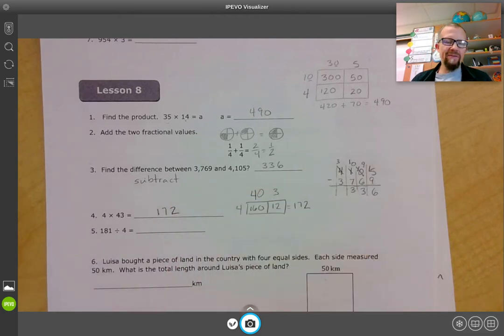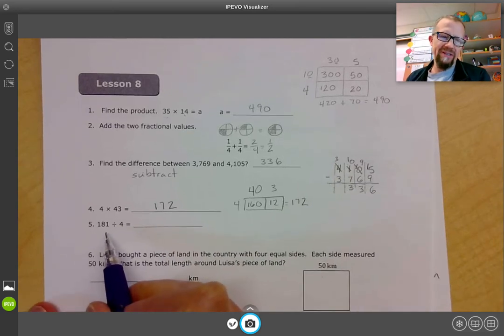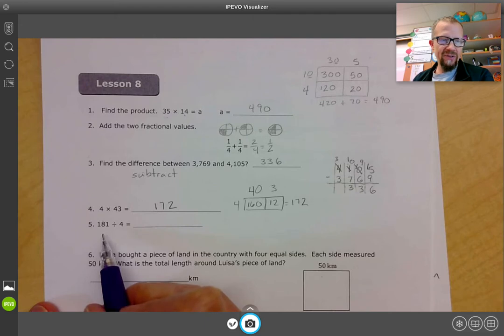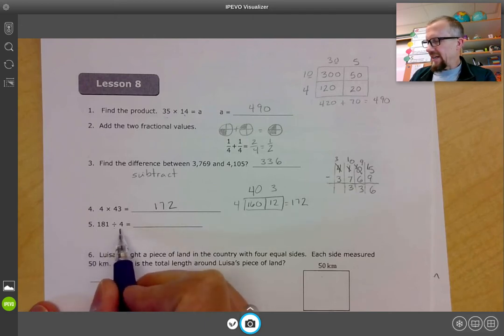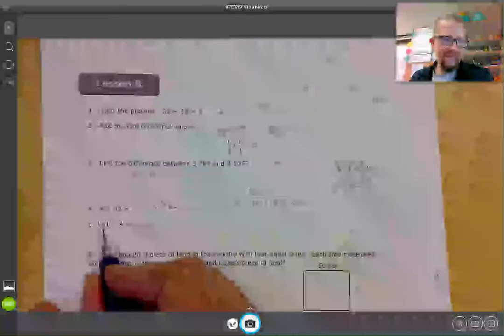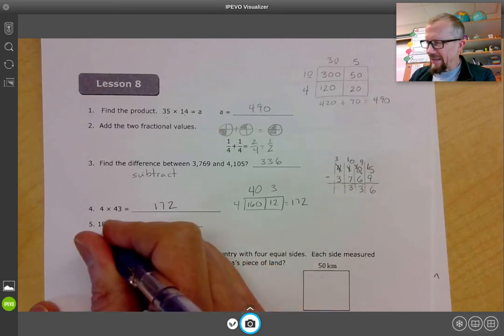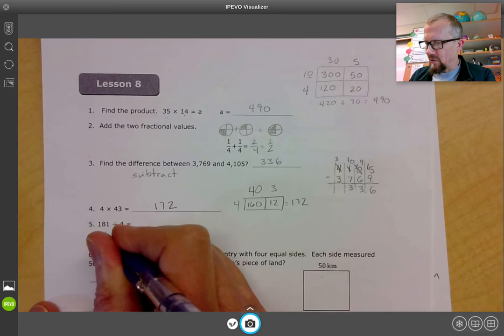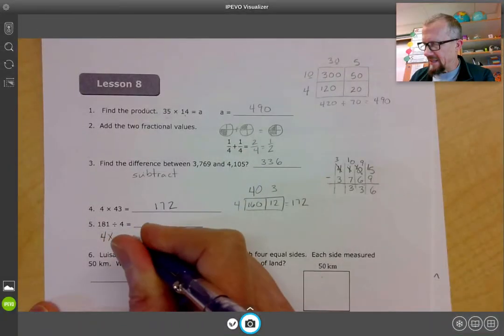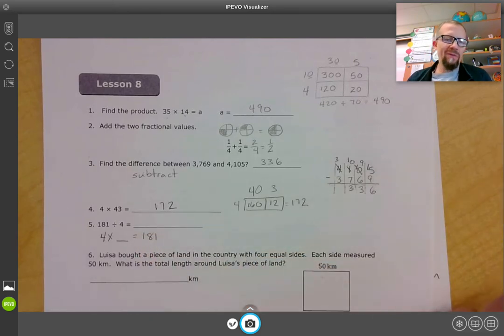Okay, 181 divided by 4. I bet this is one that kind of stumped some of you. So division, we'll be working a lot more on division. It's okay if you're a little confused about division right now. 181 divided by 4 is asking how many 4s does it take to get close to 181. So how many 4s are there? And if we're asking how many 4s, we could also be saying 4 times what equals 181.